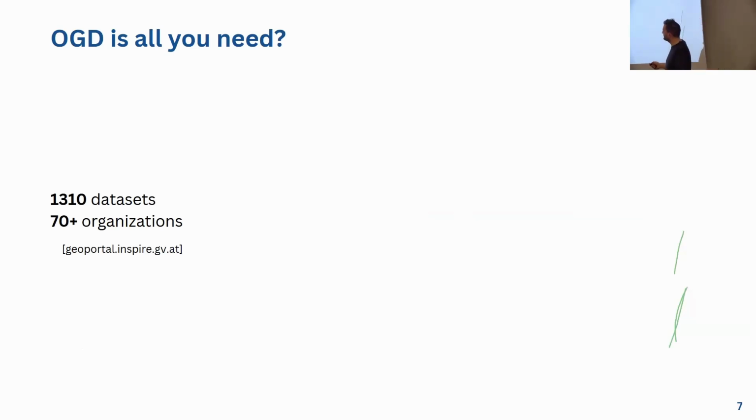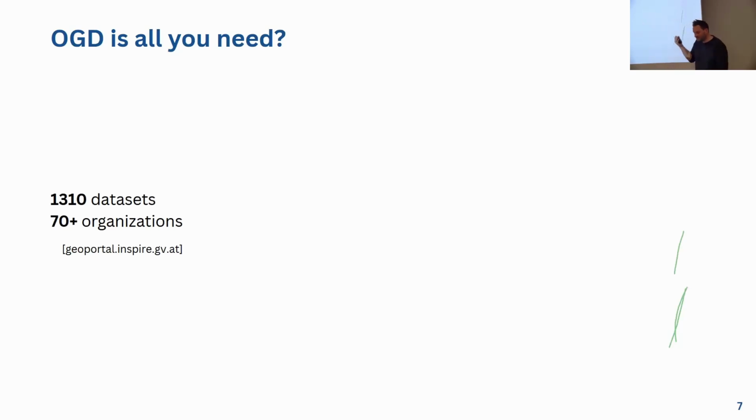So I just had a look at Geoportal Inspire GVAT, and by now there are 1,310 data sets listed, which is really amazing. I mean, I started working in geodesy in this field, I don't know, 15 years ago, and probably there were, I don't know, 100. I have no idea. I hoped that I could derive some statistics to see the increase over time, but it wasn't that easy.